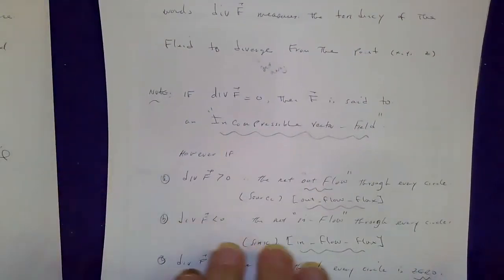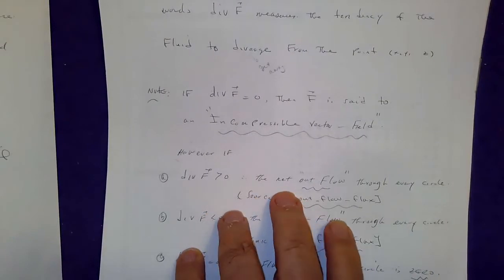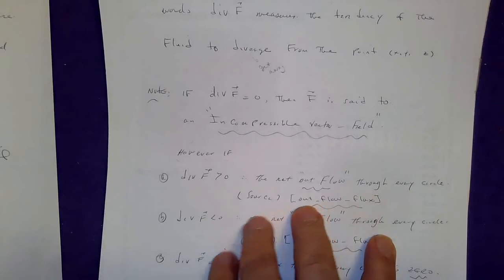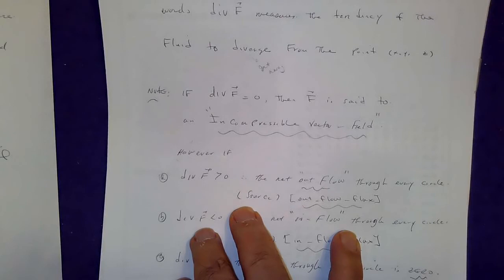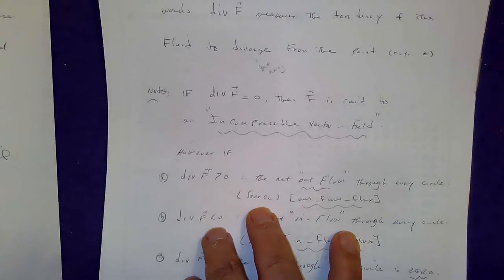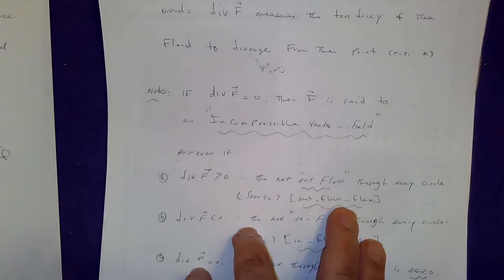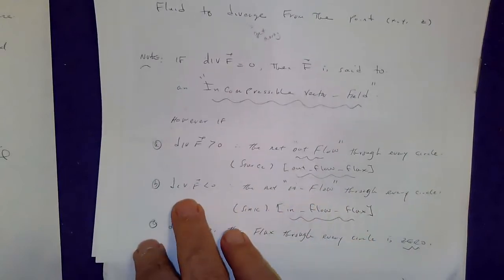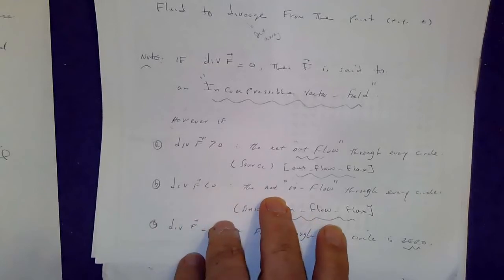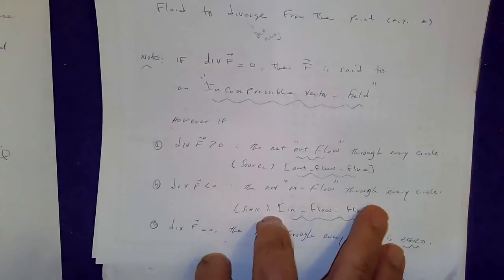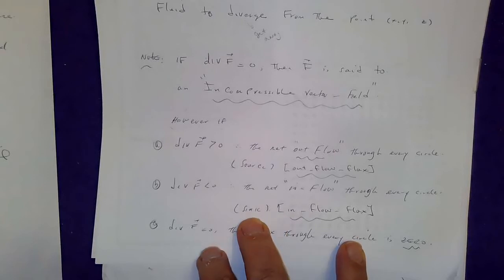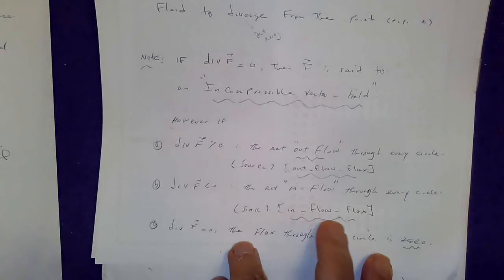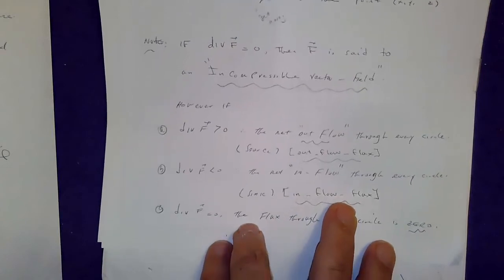However, if the divergence is positive, you have net outflow through every circle. And the point which the flow diverges from is called a source. So this is also known as outflow flux. If the divergence of a vector field is negative, that means you have a net inflow through every circle. So the point which the flow points to is called the sink. And this is kind of like inflow flux. You will see a picture in a minute.